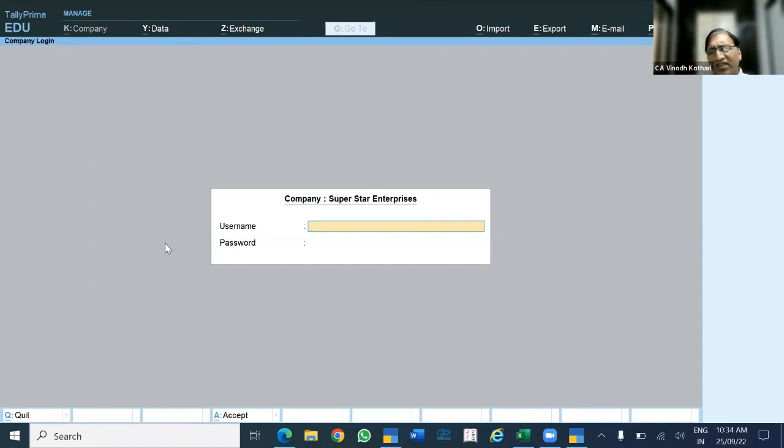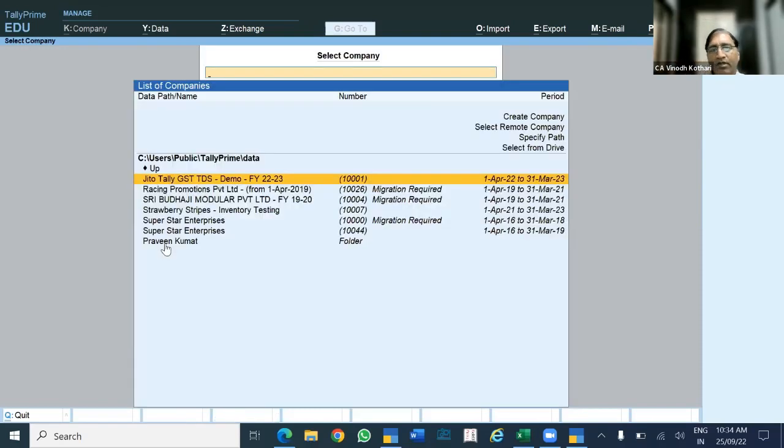It shows configuration accept. Select accept. Padma, you have not installed Tally yet. Select accept and then you will get this. For you, this Superstar Enterprise will not be there, don't worry. This kind of screen will come. Is everyone getting the same kind of screen without the company names? Padma, you can select accept and install Tally, then you can start. Yes, sir, now I can access it. Thank you.